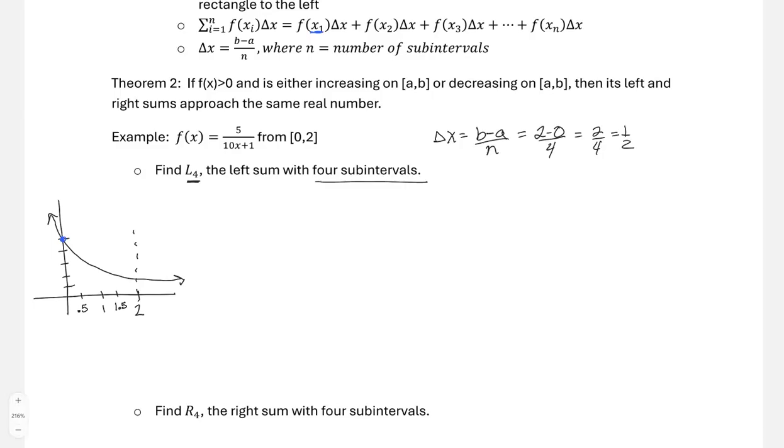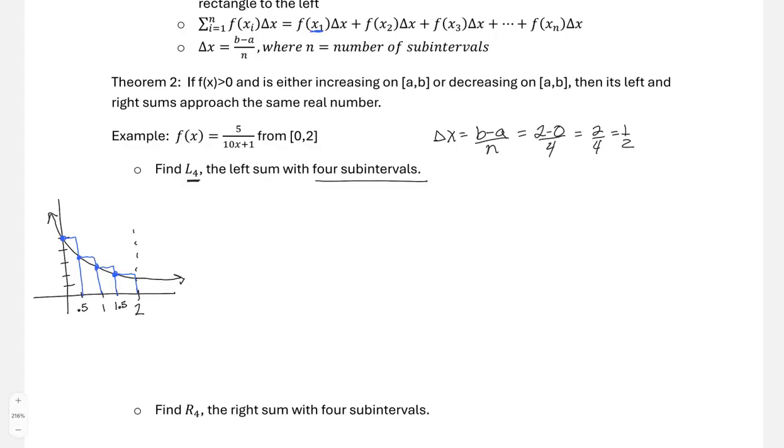So that first interval is between 0 and 1/2. Here's my rectangle. Second interval. Third. And then fourth. So you can see how this is going to overestimate the area, because these rectangles are a little bit bigger than what that region is looking like for each of those 4 subintervals there. So let's find that left sum.